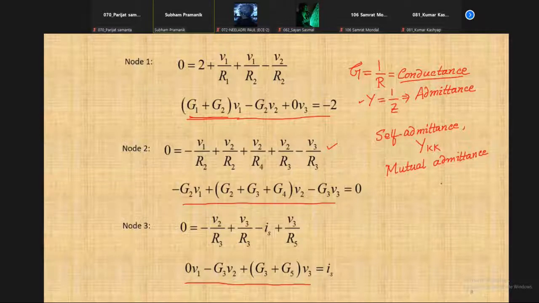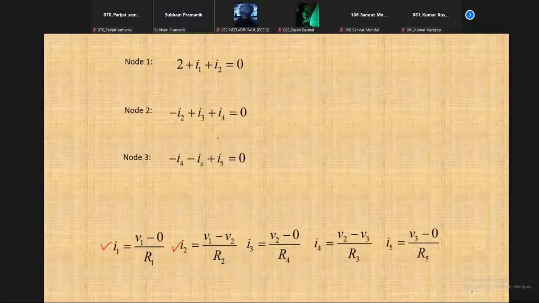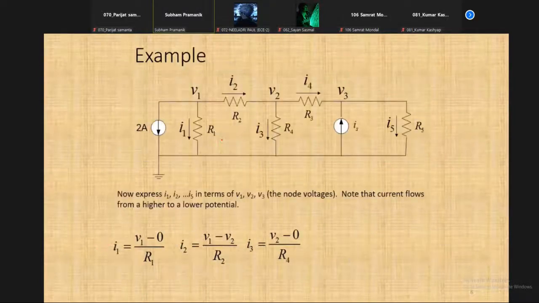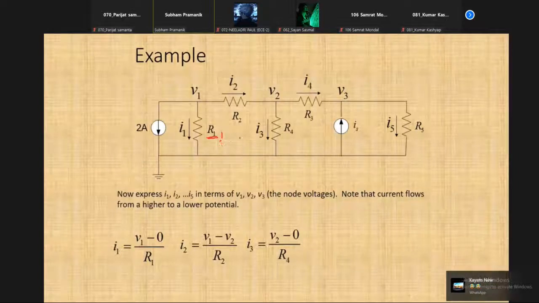So see this equation. For the node for which you are writing the equation, the first term will be the self-admittance multiplied by that node voltage V1. If you go to that circuit, you can see it here. The admittance corresponding to R1 will be 1 by R1, or simply you can write G1. See, all these are connected to what? Node 1.